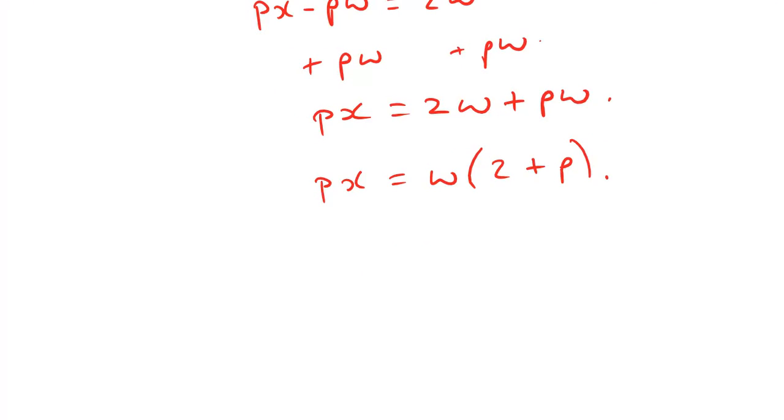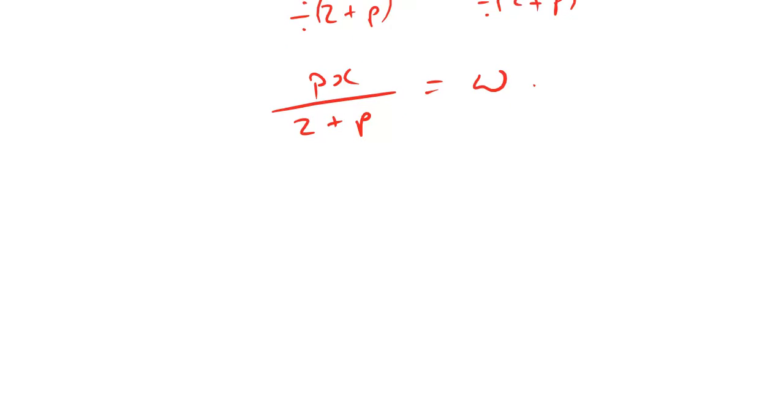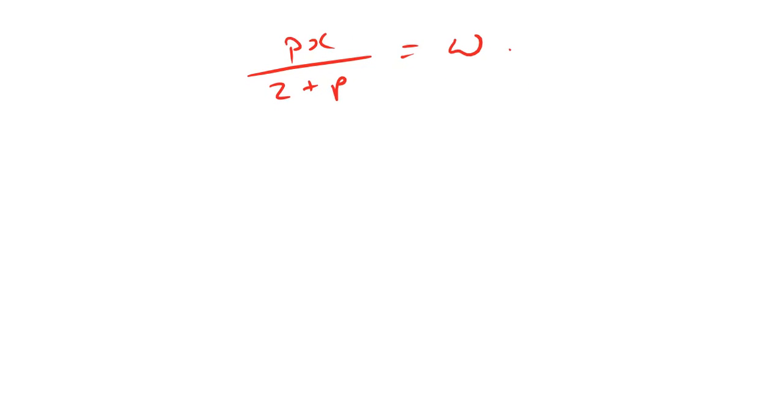Now we can divide through by the 2 plus p again to leave w on its own. So if I divide by 2 plus p, I get px over 2 plus p is equal to w. Now, it's convention to write the subject on the left. So let's just flip these round for our final answer. w equals px over 2 plus p.